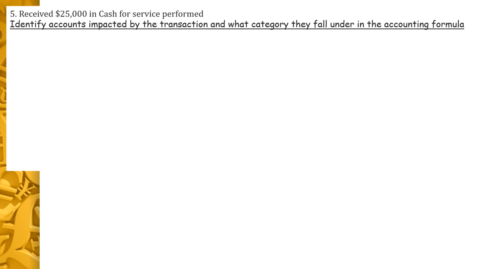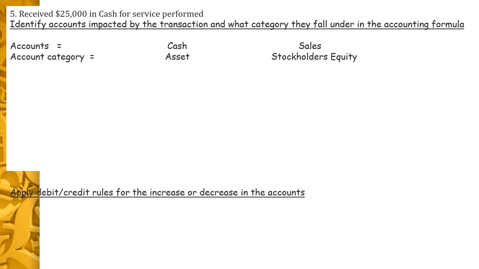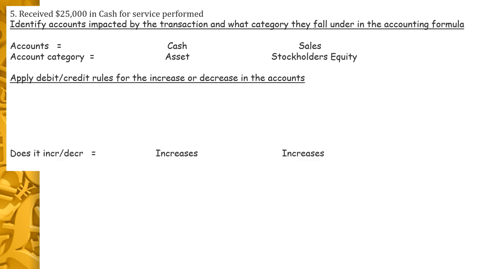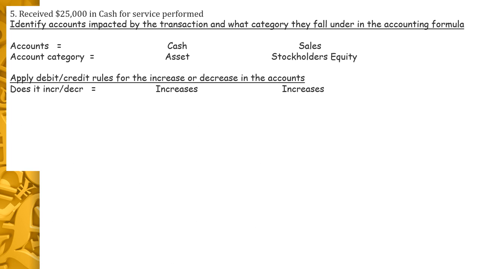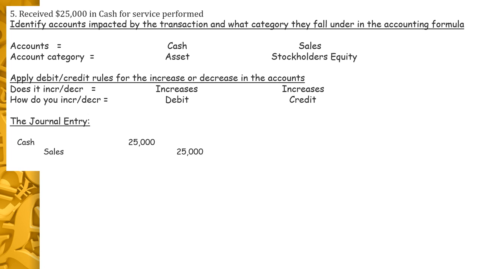Now, we received $25,000 in cash for services performed. So we got cash and we made sales. We have an asset and stockholders' equity. And cash increased and stockholders' equity increased. We're going to debit cash and credit sales. Here's going to be our journal entry. And we're now going to post.